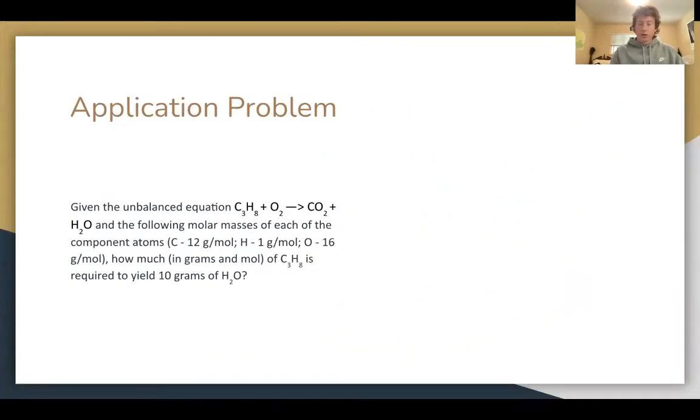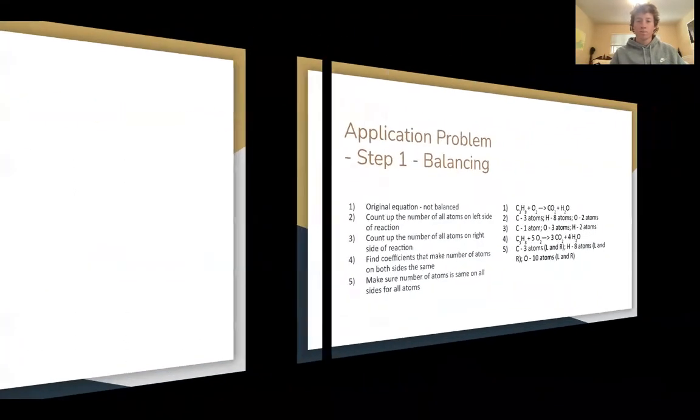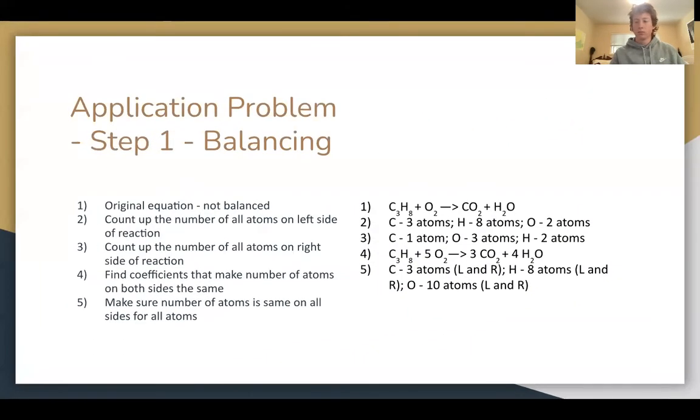All right, so here's an application problem. Given the unbalanced equation, C3H8 plus O2 yields CO2 plus H2O, and the following molar masses of each of the component atoms, how much in both grams and moles of C3H8 is required to yield 10 grams of water? All right, so step one, like we talked about, is the unbalanced equation. So we have that on the right.